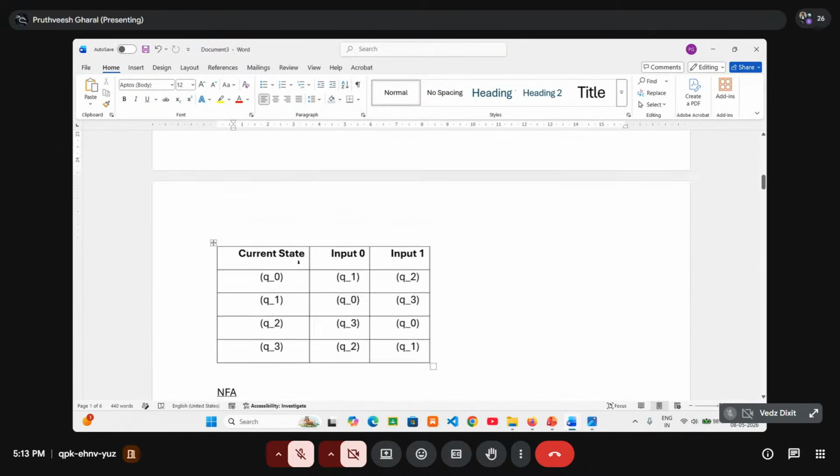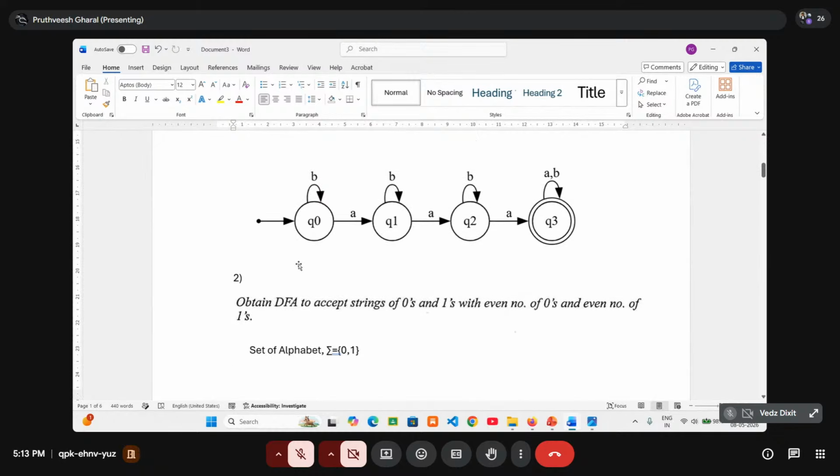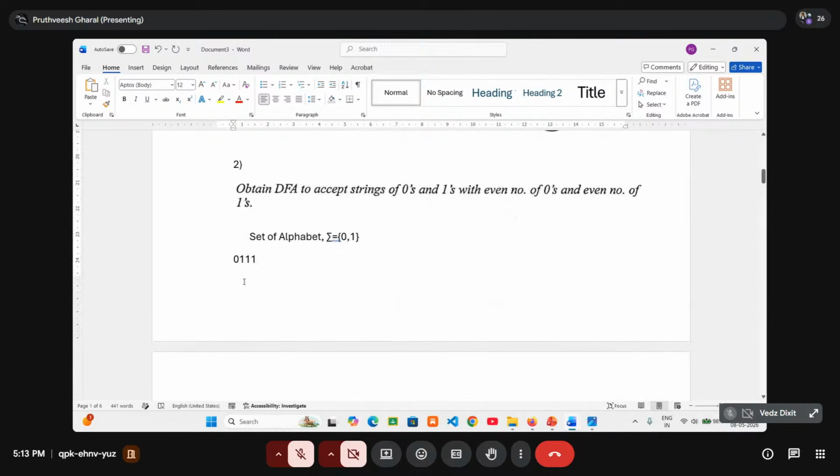Well, we start with an assumption. Whenever we design a DFA, we start with an assumption of what the first input is going to be. So let's take a string here. We are starting with an assumption of what the logic is going to be.